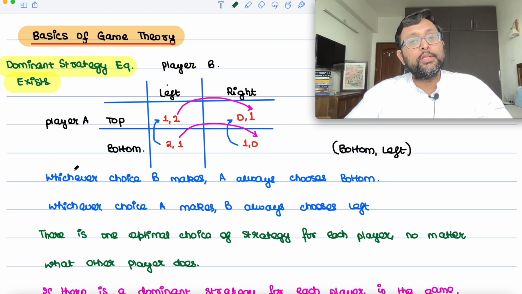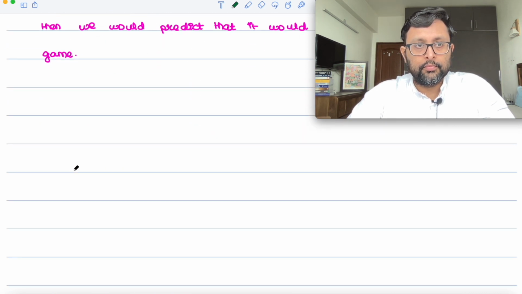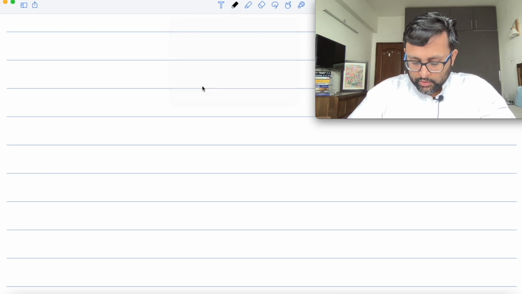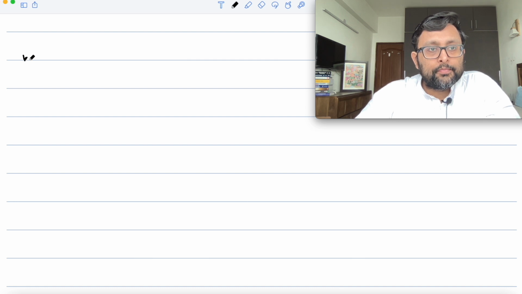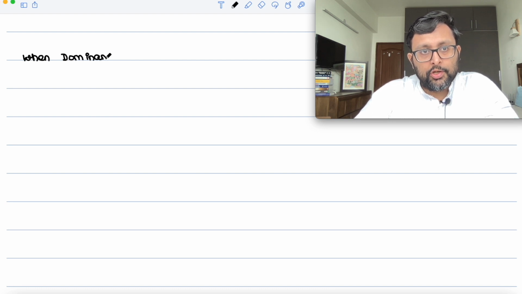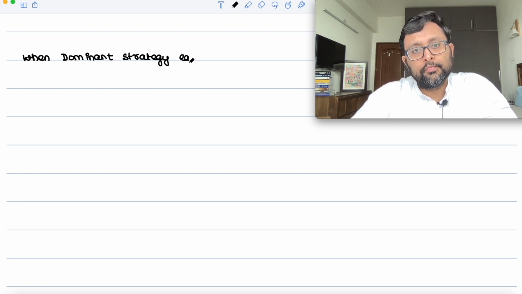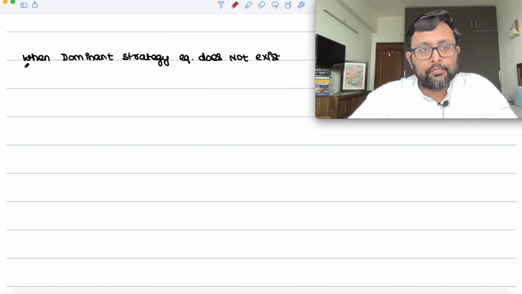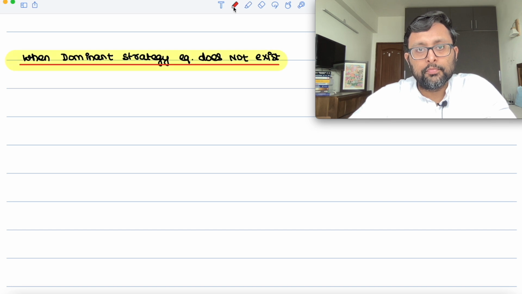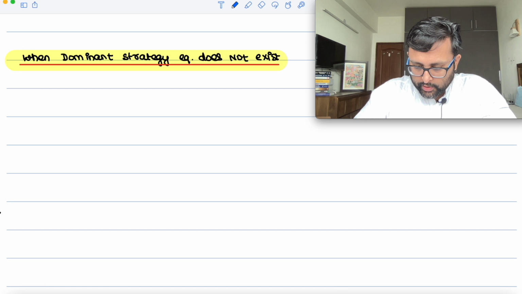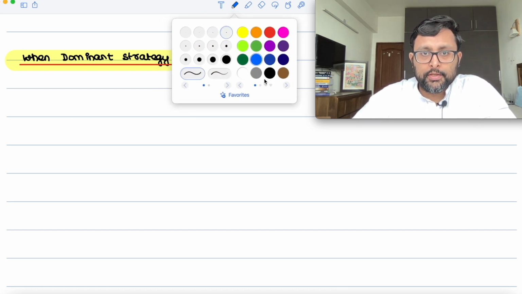Now let us look at the case where the dominant strategy does not exist. So let us look at the case when a dominant strategy equilibrium does not exist. Let us just change the payoffs a little bit for the same game.